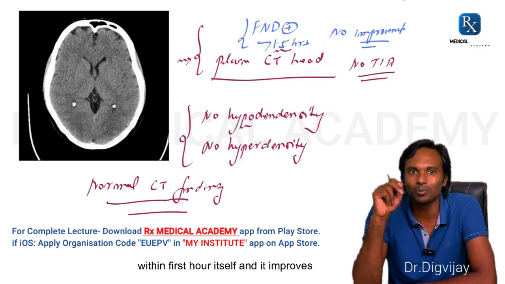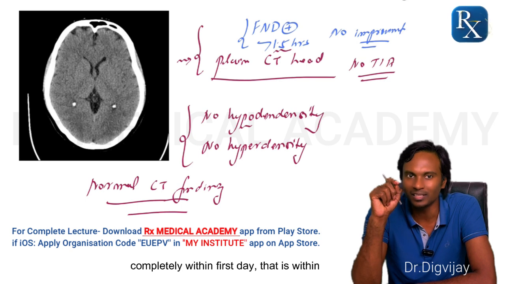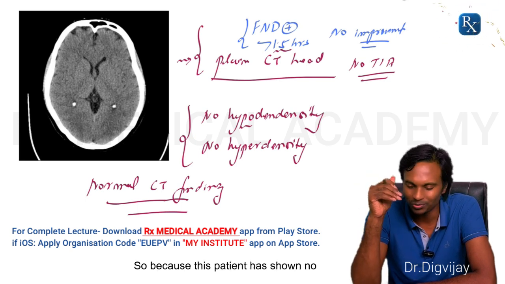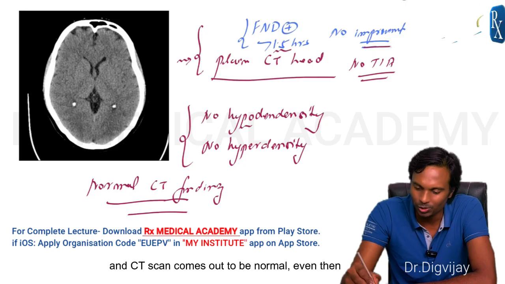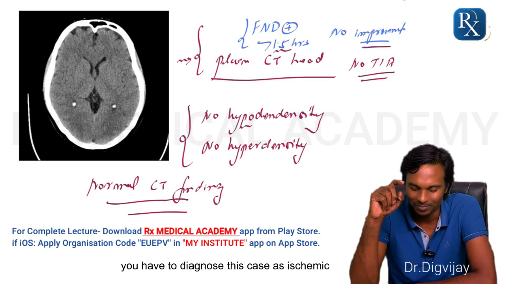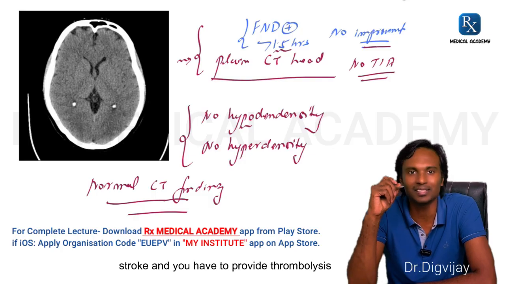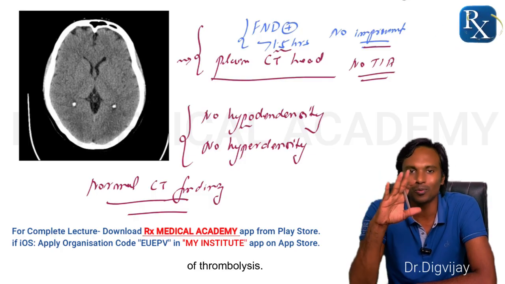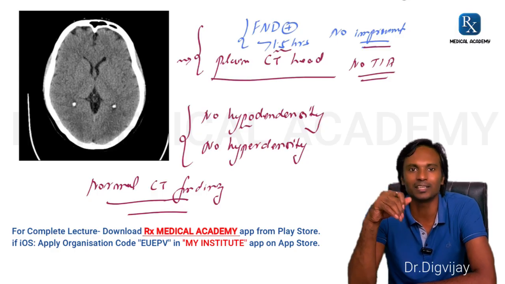In TIA, improvement starts within first hour itself, and it improves completely within first day, that is within 24 hours. So because this patient has shown no improvement and CT scan comes out to be normal, even then you have to diagnose this case as ischemic stroke and you have to provide thrombolysis to this patient provided that patient falls in the criteria of thrombolysis.